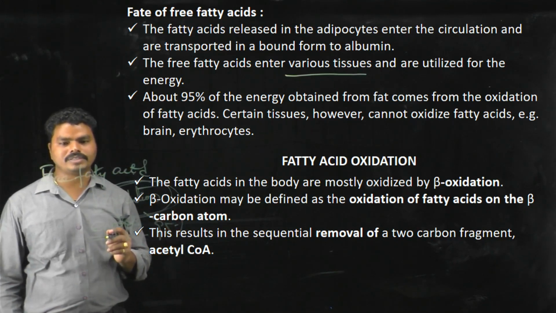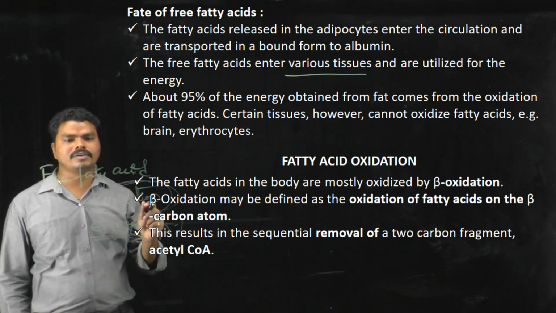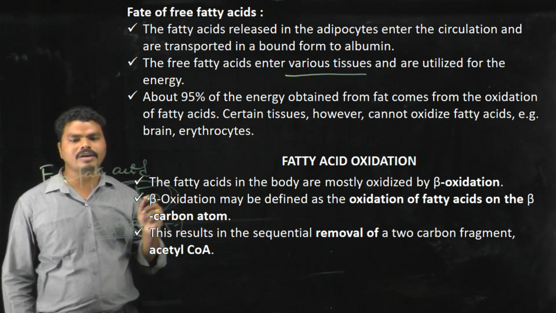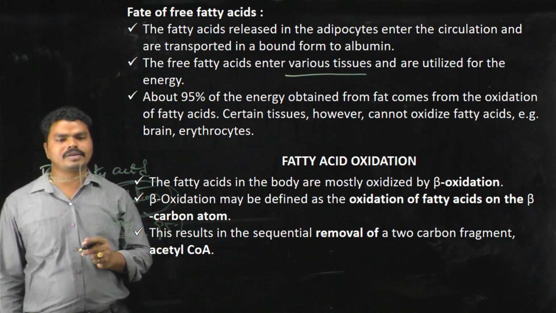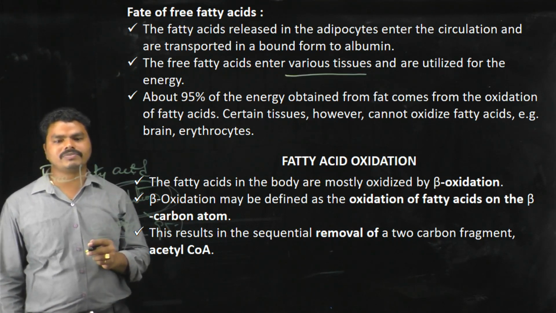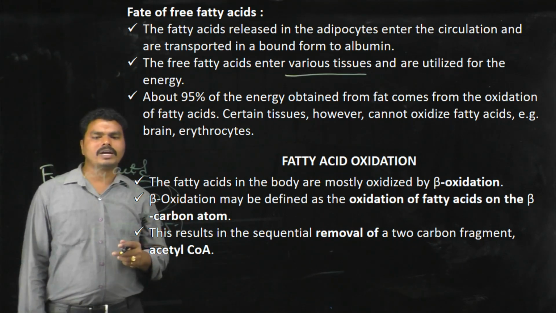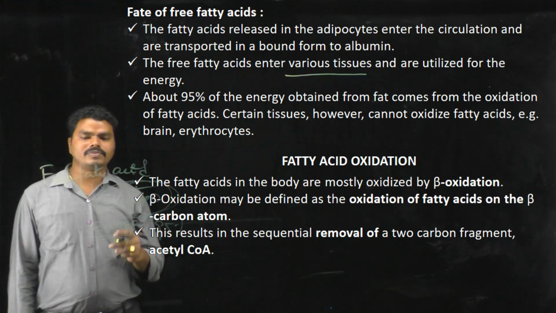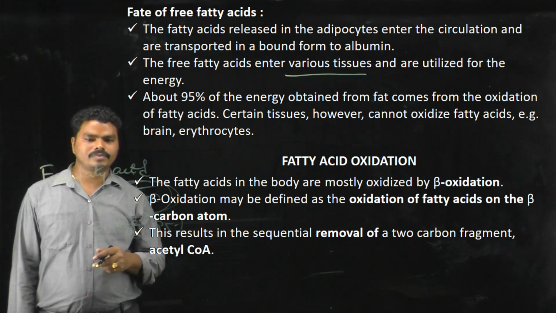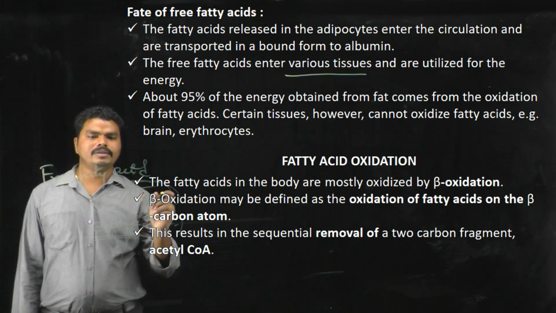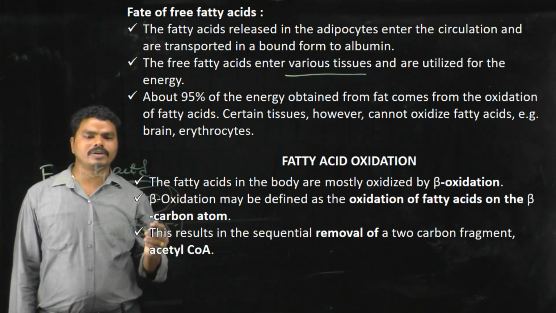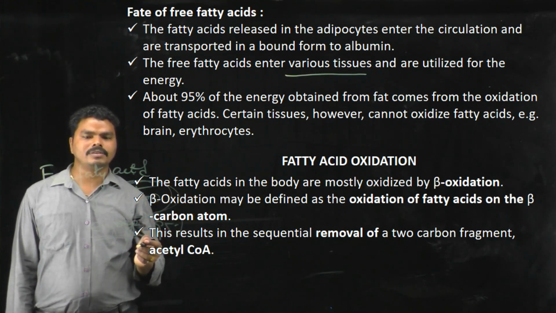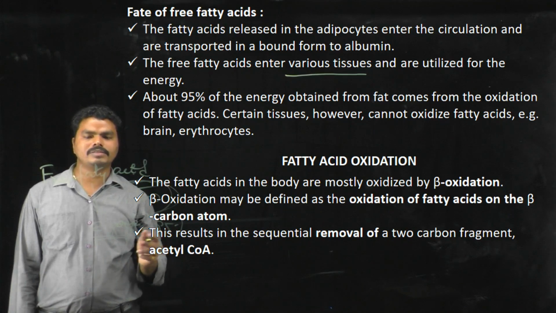The beta oxidation may be defined as the oxidation of fatty acid on the beta carbon atom. This results in the sequential removal of two carbon fragments, and there is a formation of acetyl-CoA. So by the removal of the beta carbon atom from the fatty acids, it is able to form acetyl-CoA.